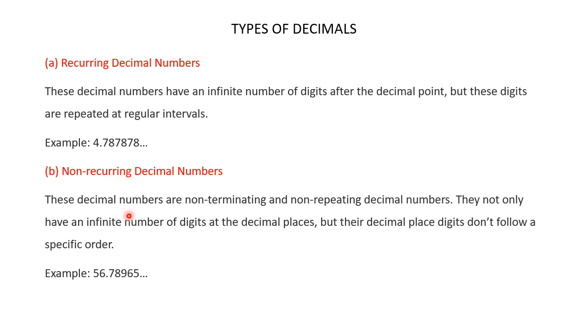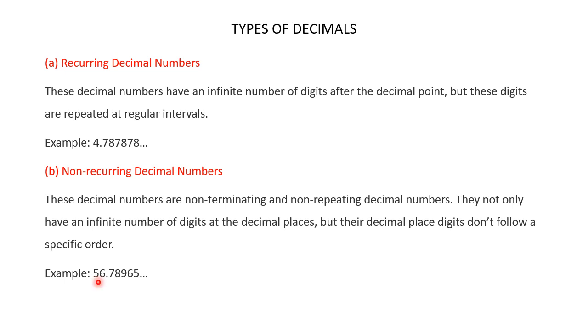Non-recurring decimal numbers are decimal numbers that are non-terminating and non-repeating. They not only have an infinite number of digits after the decimal point, but their decimal place digits don't follow a specific order. So in non-recurring decimal numbers, there is an indefinite number of digits after the decimal point, and the decimal place digits do not follow a specific order. It's just a random sequence of digits after the decimal point.